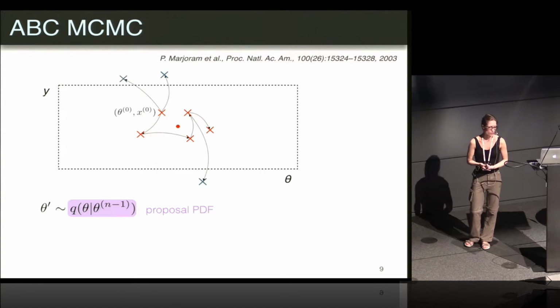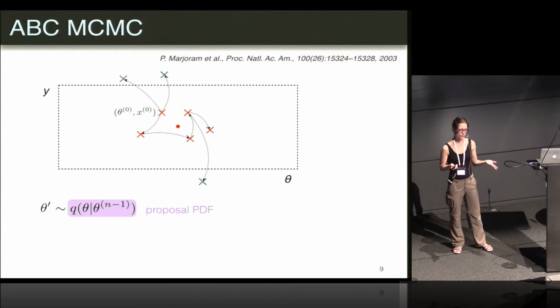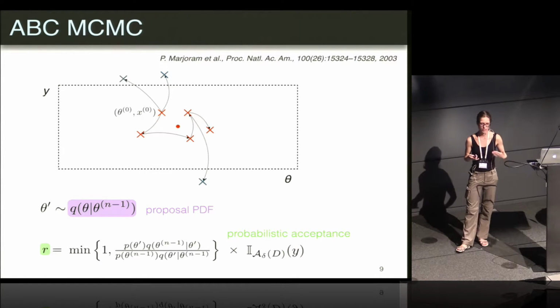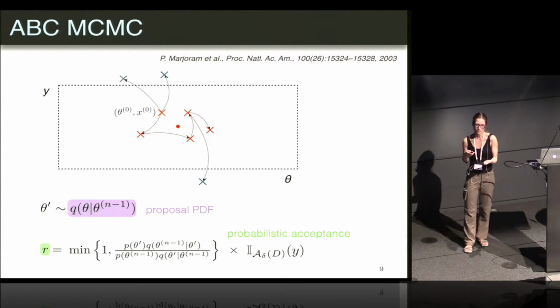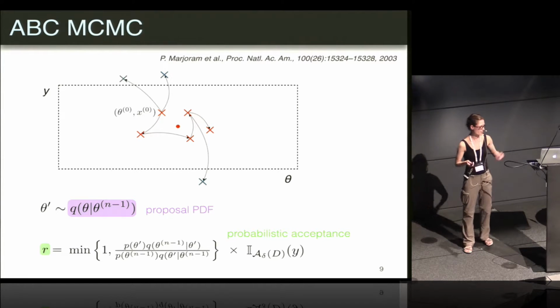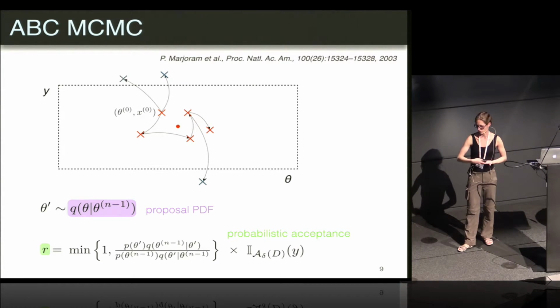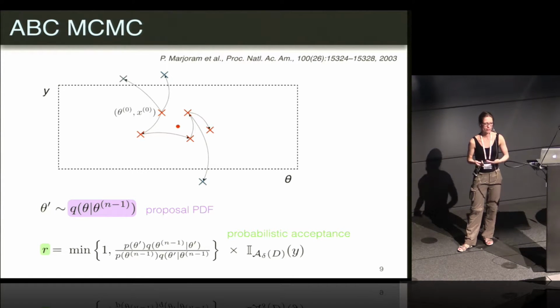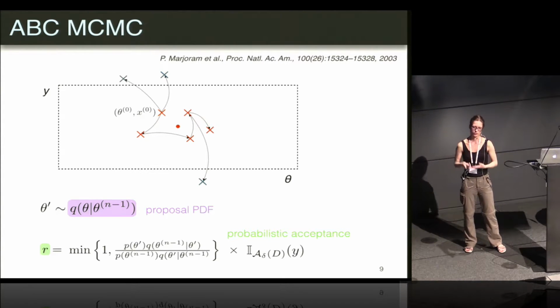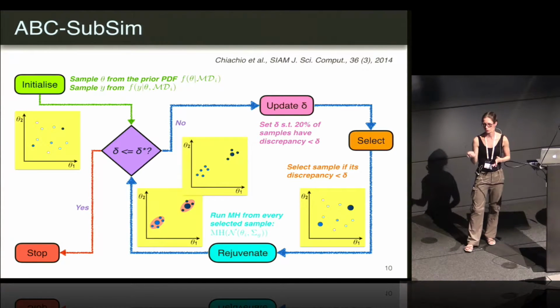Here there are two key moments. The first one is the proposal, which tells you how exactly you jump from the current point to search for the next one. The acceptance says with which probability you accept the new point. So you don't always reject, sometimes you accept. Here it's based on this jumping kernel and the prior distribution. Plus, we always reject the samples which go outside of the region of interest. So that's how we sample. And here's an overview of the algorithm which we use. It's called ABC-SubSim.